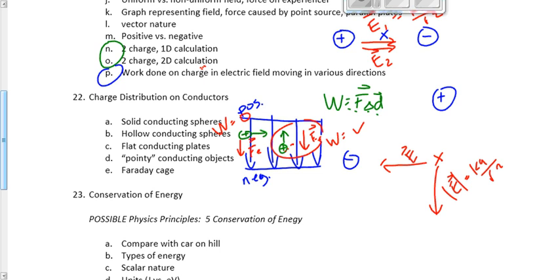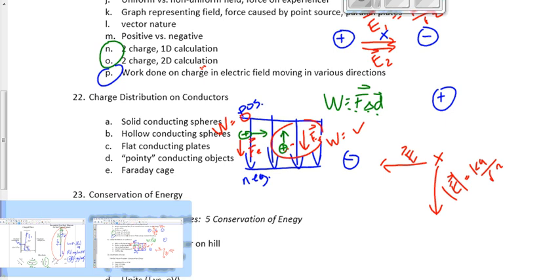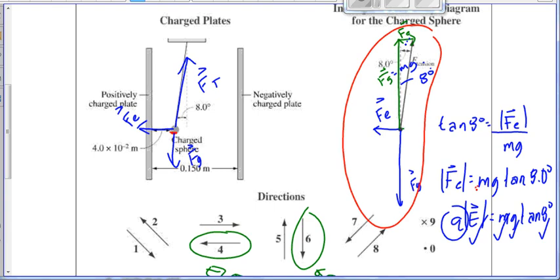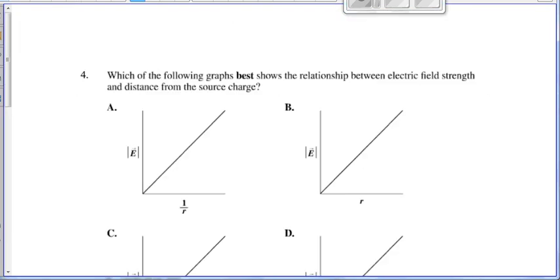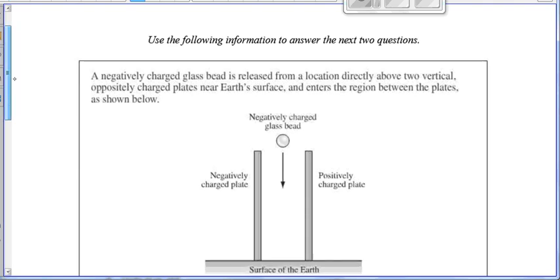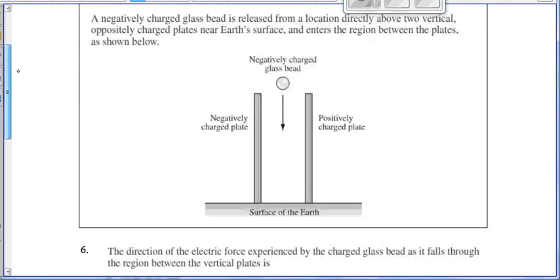I got 3 questions that I want to work on here. Actually, I got 4. I'm going to start off with questions 6 and 7 in the booklet that I photocopied for you, please. All right, the question says a negatively charged glass bead is released from a location directly above 2 vertical oppositely charged plates near the Earth's surface, enters the region between the plates as shown below.